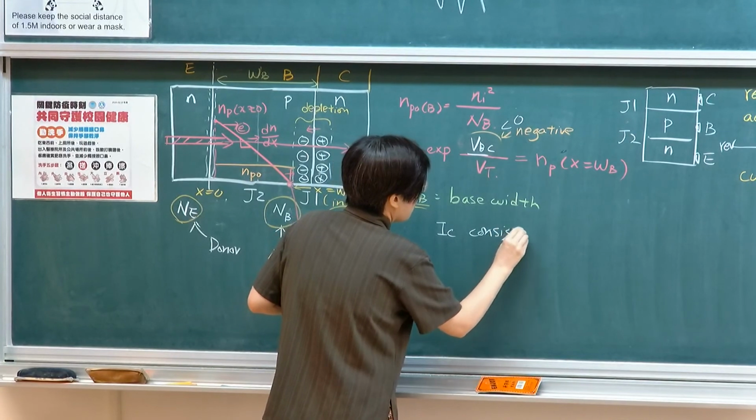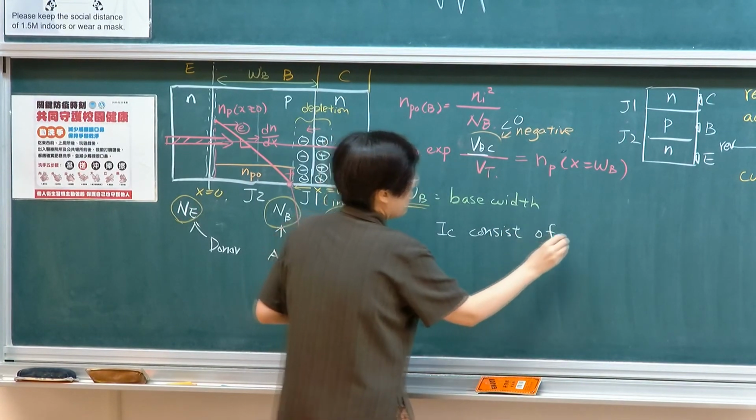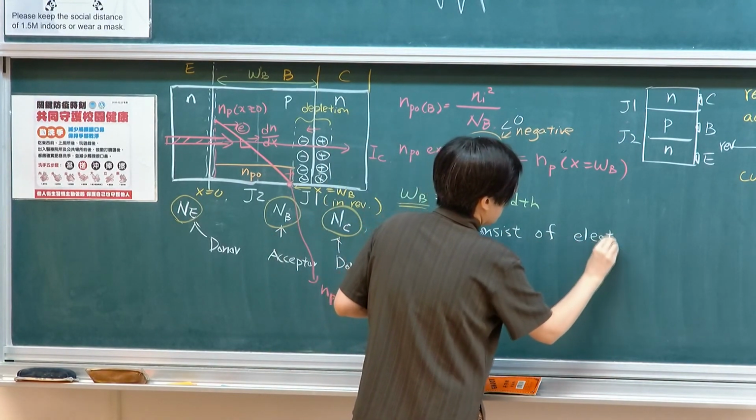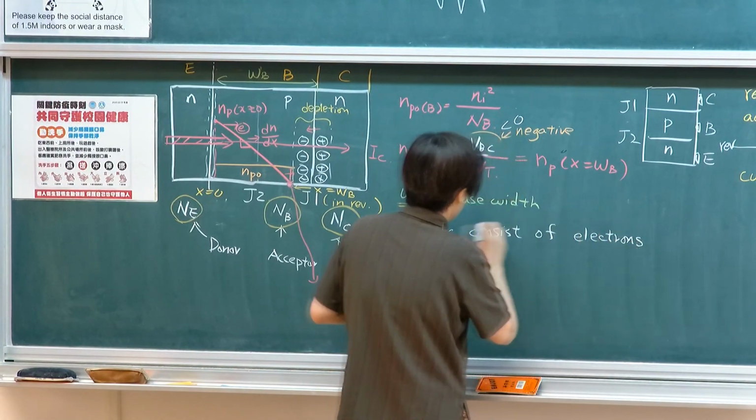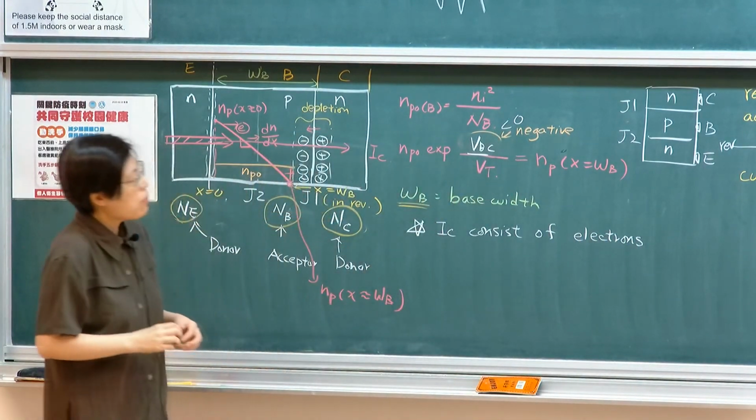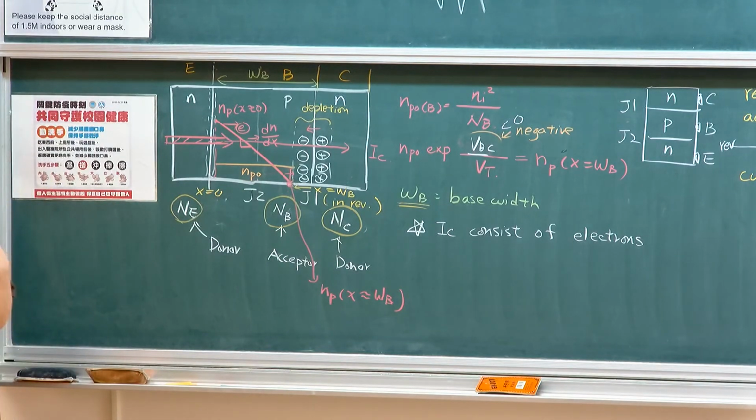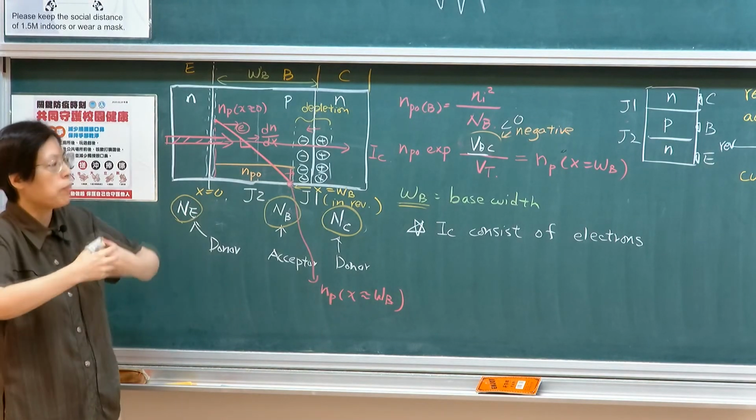consists of, okay? This is very important. It's not a diode current. If you think about a diode current, you have collector current, the whole current. You sum it up, and that will be your total current.